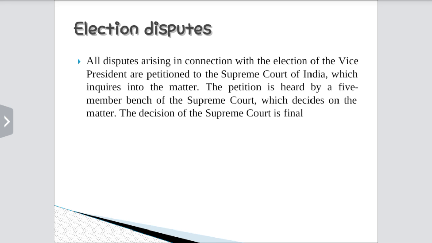Election disputes. Any disputes arising in connection with the election of the Vice President are petitioned to the Supreme Court of India, which inquires into the matters. The petition is heard by a five-member bench of the Supreme Court, which decides on the matter. The decision of the Supreme Court is final.